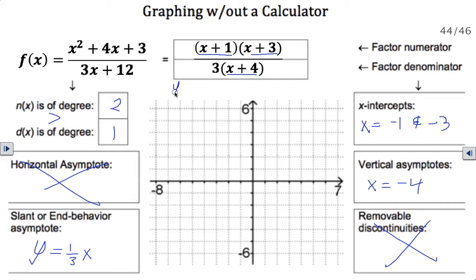Oh, we forgot about our y-intercept again. Okay, where is the y-intercept? It is going to be at 3/12 or 1/4. Okay, so with this y-intercept, it looks like we can leave the scale alone. So our y-intercept is approximately right there. Our x-intercept is at -1 and at -3. Okay, and our vertical asymptote is at -4.